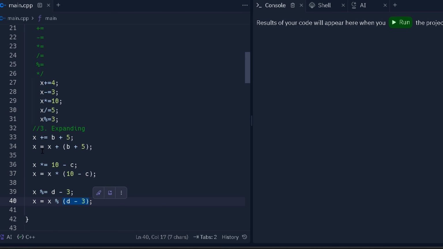And then, like I said previously, you're just going to be adding x to itself here, or multiplying x by that. So this one we have x plus equals b plus 5. This one we have x times equals, which is really x is equal to x times all of this. And then x modulus equals is x is equal to x modulus and then all of this.